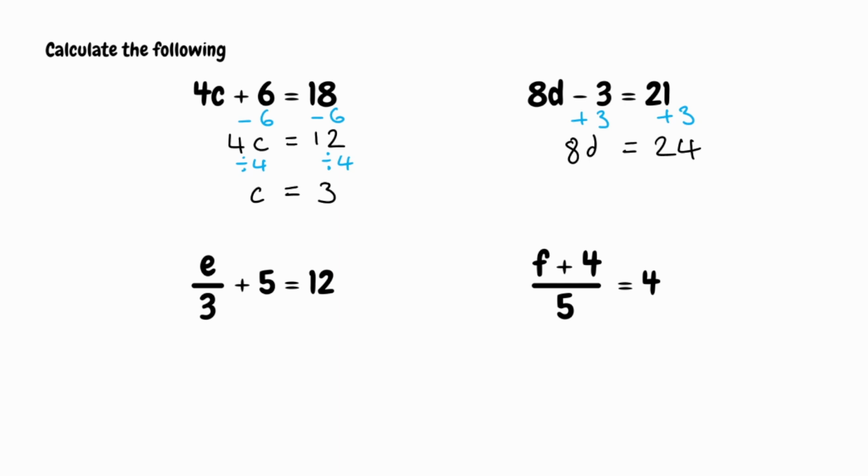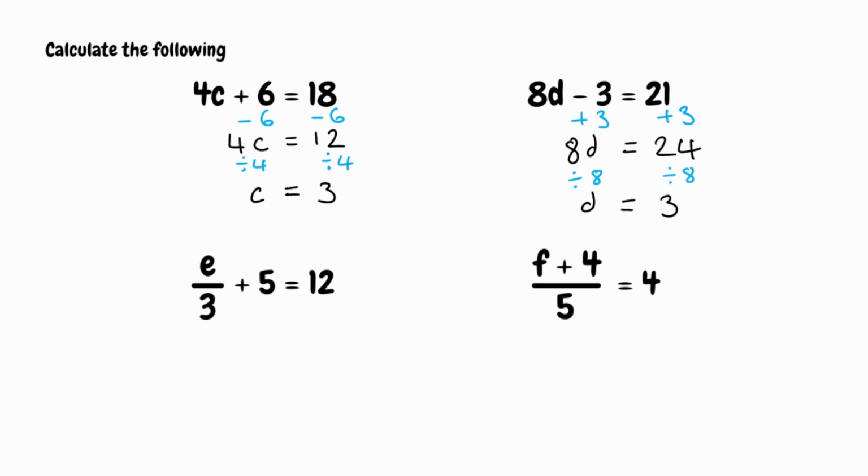So to get d on its own, we need to divide the left-hand side by 8, which means we're also going to do the same to the right-hand side. So on the left, we're going to have d, and that is equal to 24 divided by 8, which is going to give us 3. So d is equal to 3.